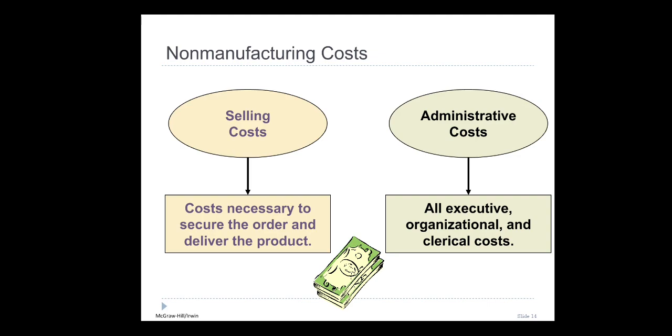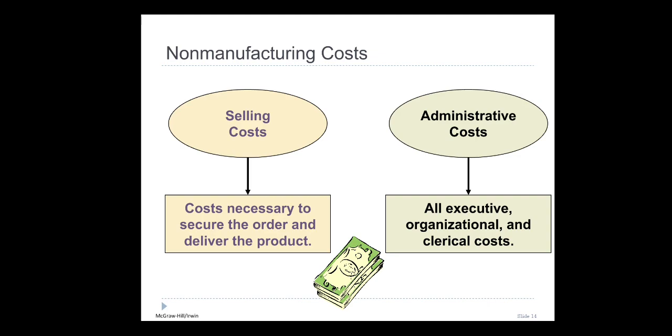Okay, remember this. See the oval and box in the left side of this slide. Selling costs are costs necessary to secure the order and deliver the product. The cost that a business pays to get orders from customers and to send product to the customers are called selling costs.